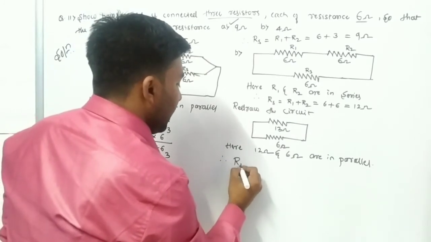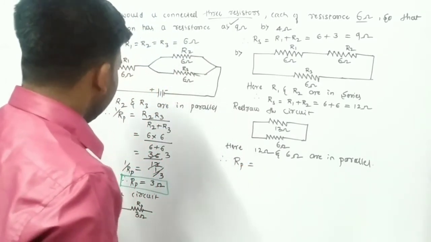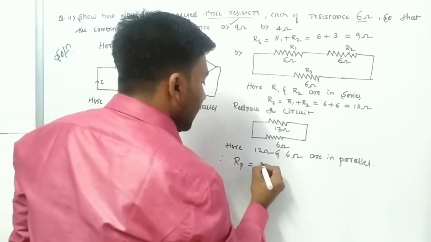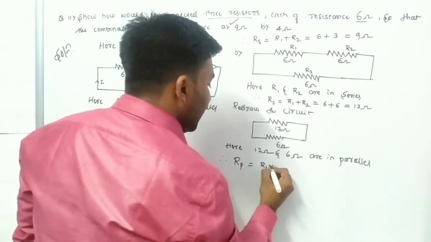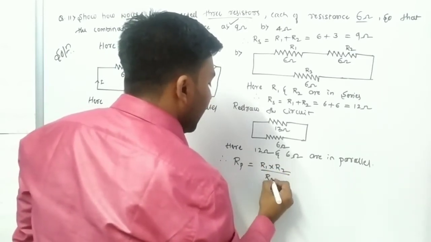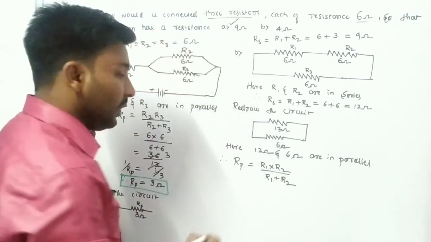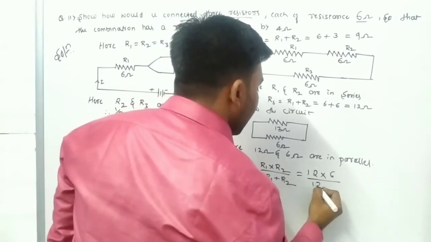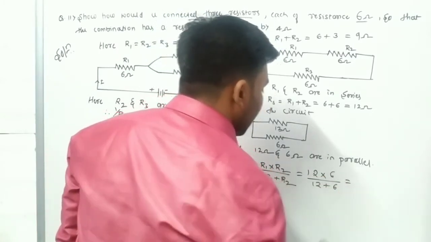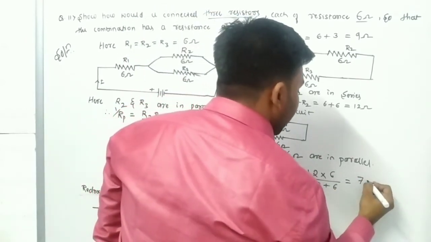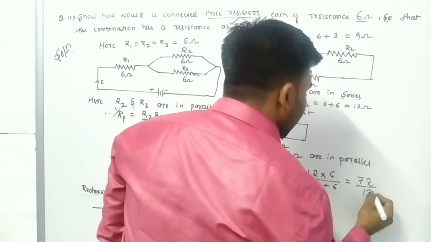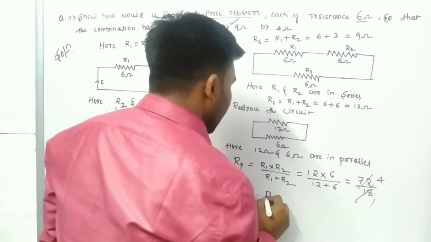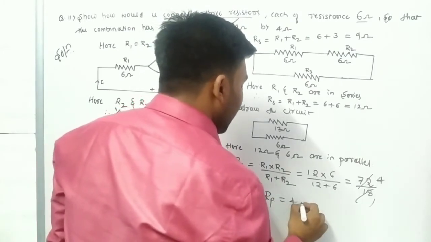Therefore, RP is equal to R1 into R2 divided by R1 plus R2. This is equal to R1 is 12, R2 is 6 divided by 12 plus 6. This is equal to 12 times 6 is 72 divided by 18. 18 1s are 18. 18 4s are 72. Therefore, R equivalent is equal to 4 ohm.